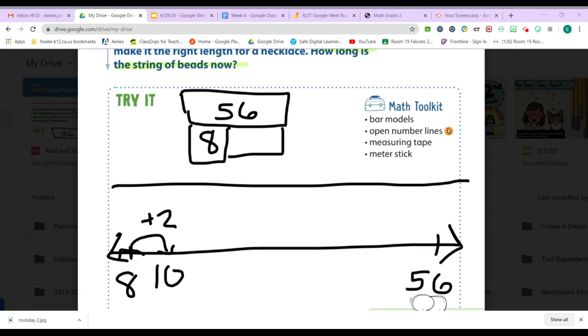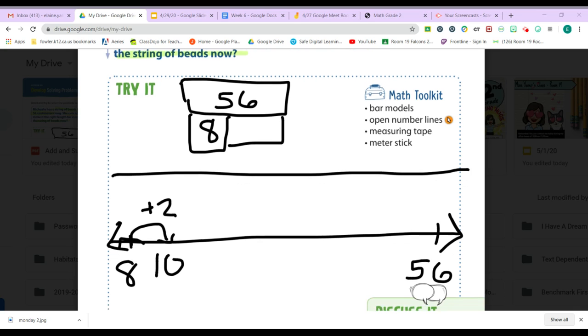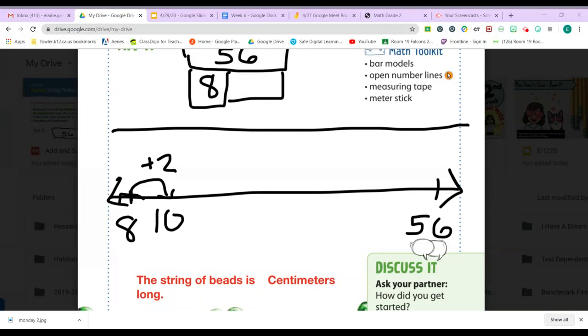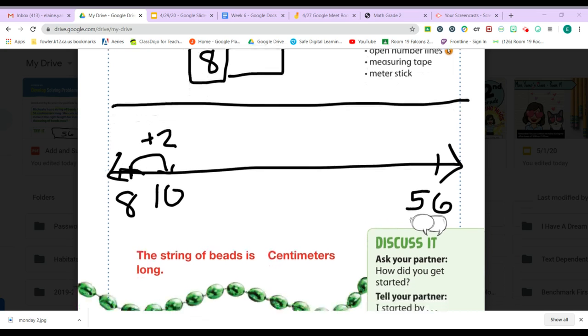Remember, you can use different strategies. So I have 56 centimeters, and then she cut off 8 centimeters. I need the next part. Okay, and then I also started to use an open number line. I started with 8, and I have 56 on the right side because I know 8 is smaller. It's closer to 0. But this time I'm going to use addition to find my solution. And look, I made a 10 to make jumps until I get to 56.